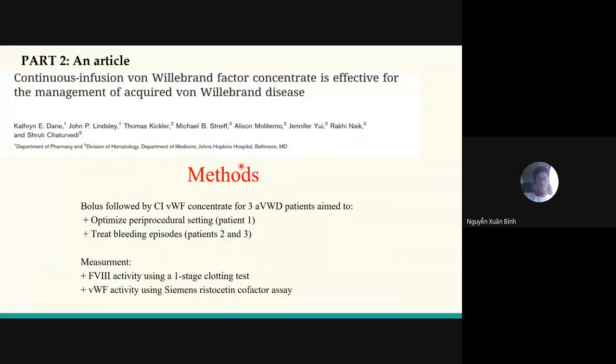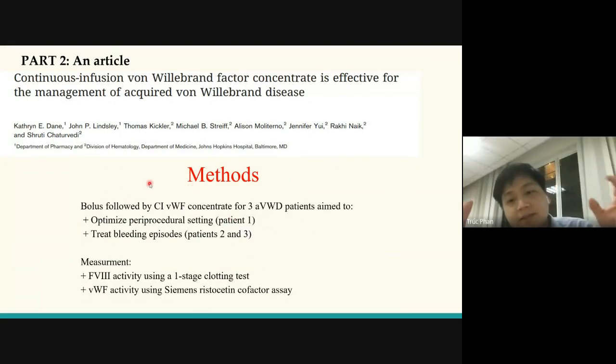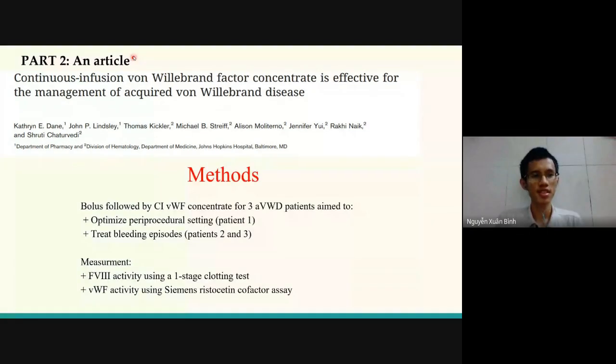Okay, so now we turn to part 2. Let's talk briefly about this presentation. We don't have much time. It is an article using continuous-infusion von Willebrand factor.